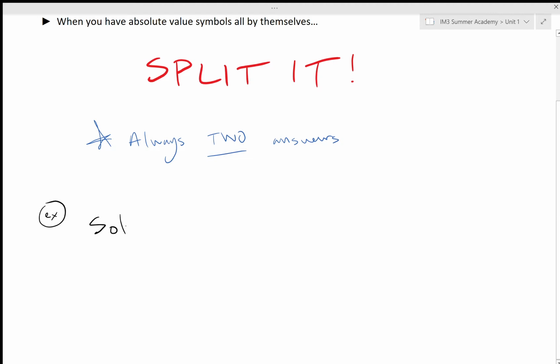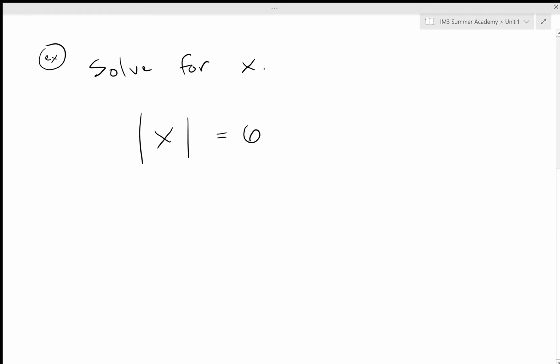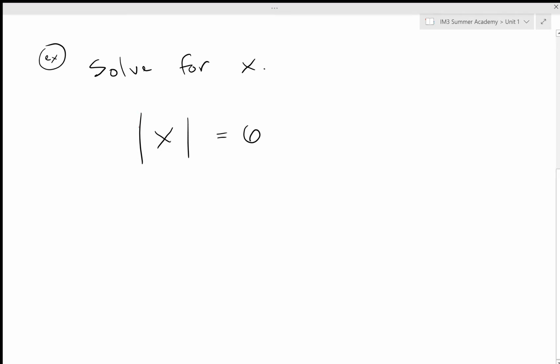Alright, the instruction is going to be solve for x. Let's say absolute value of x equals 6. Okay, so kind of simplistic one here, but once you have the absolute value symbols all by themselves on this side of the equal sign, we're going to go ahead and split the problem into two. You're going to write what's inside the absolute value on both sides. You can create two equations here.